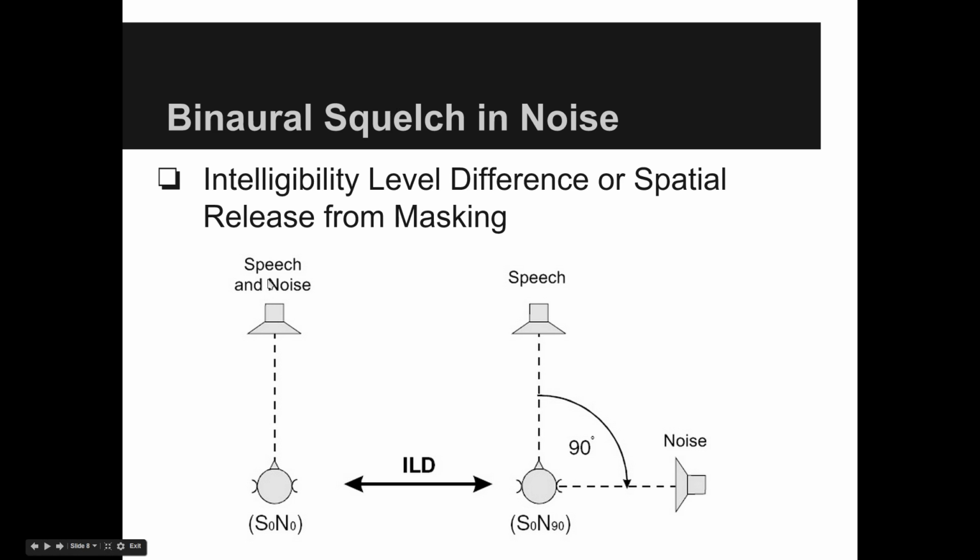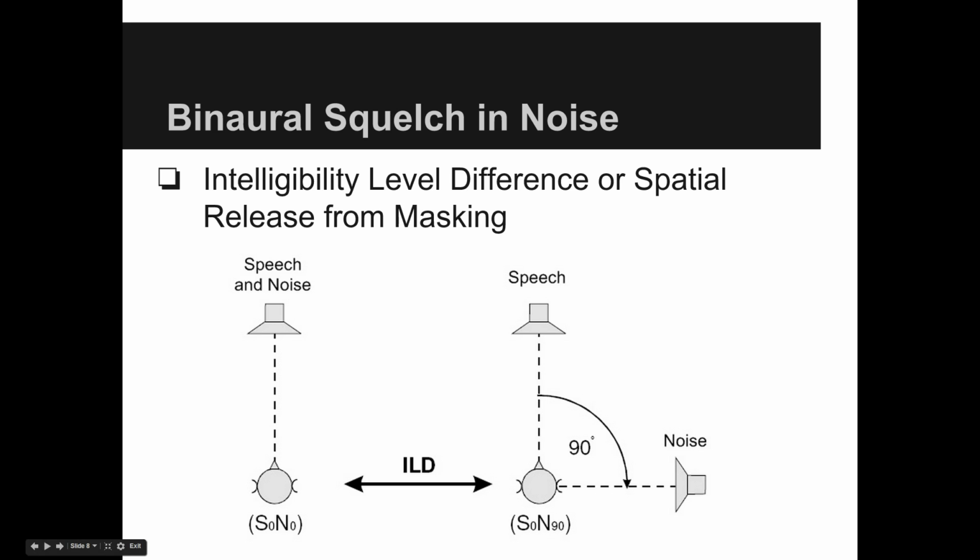So we measure it under the condition where speech and noise are co-located. And then we also measure it under the condition where we're shifting the noise 90 degrees to the right. So we're spatially separating the noise from the speech. And there's an improvement we'll typically see in this scenario. This improvement we can call the intelligibility level difference, or the textbook refers to it as spatial release from masking.